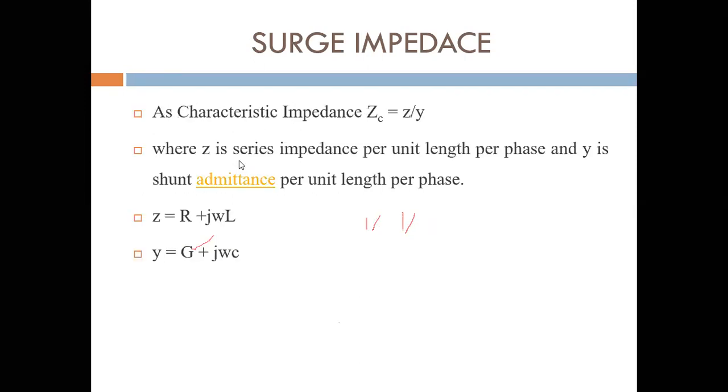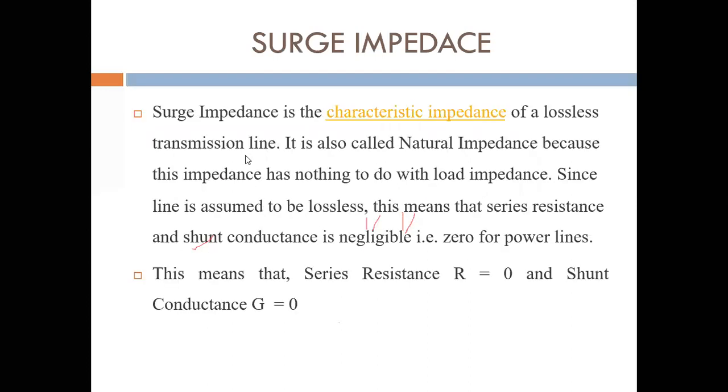Next, the characteristic impedance ZC is equal to the square root of Z by Y, where Z is the series impedance per unit length per phase, and Y is the shunt admittance. Normally Z is equal to R plus j omega L, and Y is equal to G plus j omega C. That is the surge impedance or the characteristic impedance.